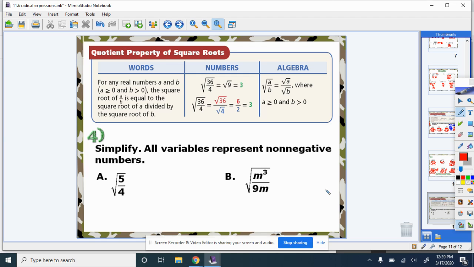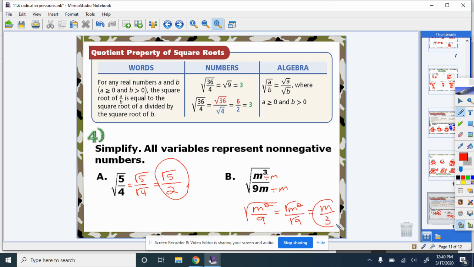All right, fractions. In this case, let's just apply the square root of 5 and the square root of 4. When I do that, there's not much I can do with root 5, but I do know the square root of 4 is 2, and that's how I would leave my fraction. For b, I strongly recommend simplifying first. So let's divide out an m from the top and the bottom. That will leave me with the square root of m squared over 9, and now I know the square root of both. The square root of m squared is m, and the square root of 9 is 3.